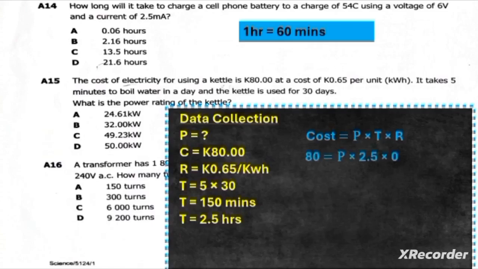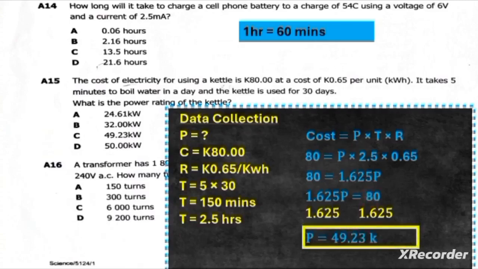So the cost of electricity is 8. Then power is what we are looking for. Time we have 2.5 hours or 2 hours 30 minutes. Rate we have 65 ngwe. So 8 is equal to 2.5 times 0.65 times power. We are going to get 1.625 P. Here divide by 1.625, here also divide by 1.625.